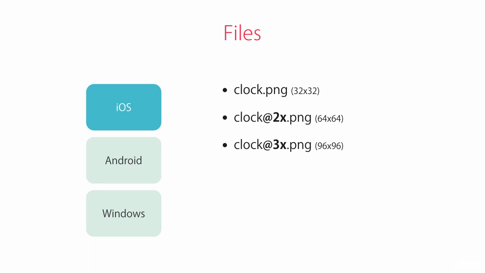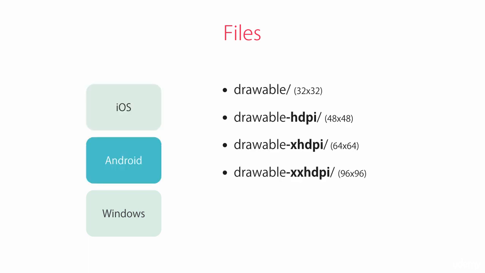Now, what I want you to note here is the naming convention for iOS. Our original clock file is 32 by 32 pixels. Now we have another clock file with the suffix @2x, which is twice as big as the original clock file. And similarly, we have another file with the suffix @3x. So whenever you want to supply platform-specific images for iOS, it's best to supply the same image in 3 different sizes. In Android, we have a different convention.